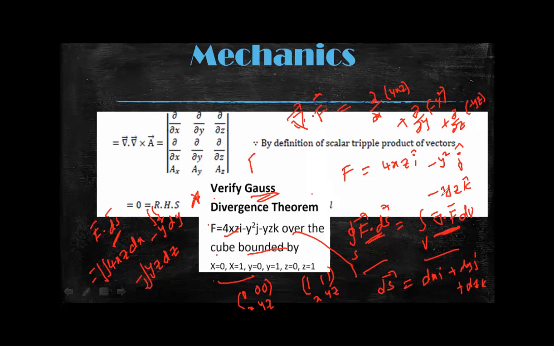You do this and apply the volume integral again. Volume means dx, dy, dz, and the limits are given. X goes from 0 to 1, y goes from 0 to 1, z goes from 0 to 1. You can apply this always. You try it. I don't want to explain everything, but you can try it and prove that both are equal. You do the right side integral and the left side integral, and verify it. They should come out equal.